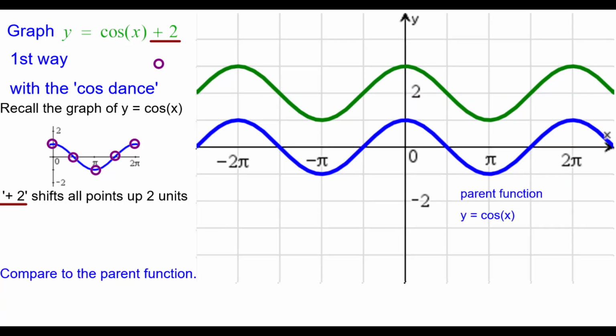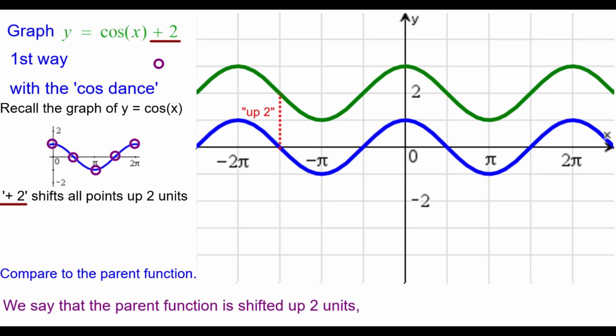We'll compare it to the parent function y equals the cosine of x in blue here. And you can see that going from blue to green, that point is shifted up 2, that point is shifted up 2, that one is. In fact, all points are shifted up 2 units. Or sometimes we say it's translated up 2 units. Pause as needed.